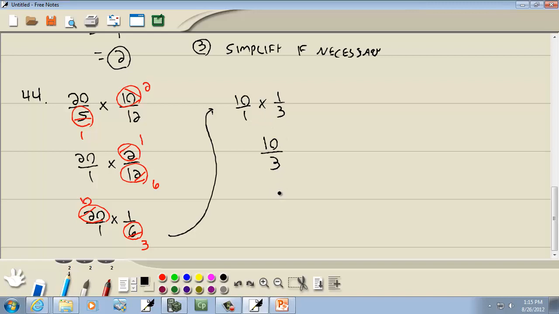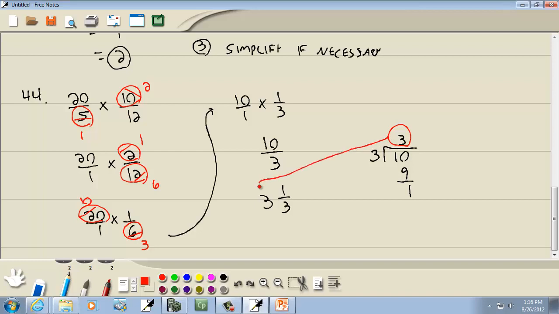Now this one we can actually change to mixed number form. It depends on what the problem is looking for. If they want you to leave it in this form, then this would be your answer. If they want it in mixed number form, then you go further. Remember, we take our number on top, divide by the number on the bottom. That'd be 3, 9, 1. So this would be 3 and 1/3 for our answer.